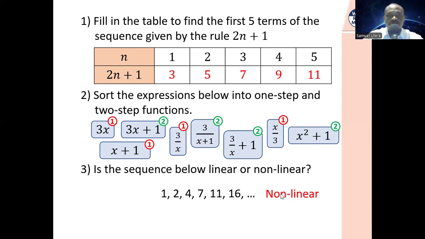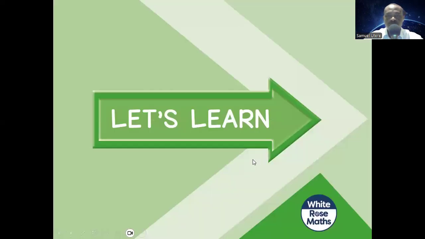For question 3, you were asked, is the sequence below linear or non-linear? Again, don't forget, we learned that a linear sequence will have a constant difference. So you'll be adding the same amount every time or subtracting the same amount every time. We can clearly see that that is not the case, because the difference between 1 and 2 is 1. The difference between 2 and 4 is 2. The difference between 4 and 7 is 3. And you can see, it just keeps going. It's not a linear sequence.